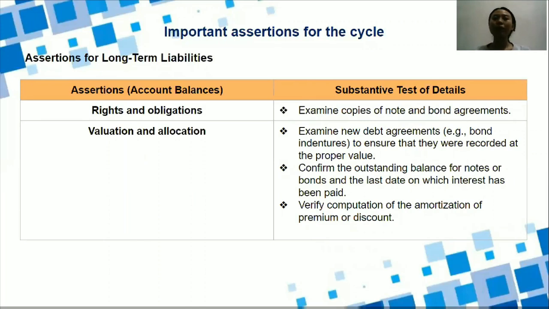And lastly is about the valuation and allocation. By confirming the outstanding balance for notes or bonds and the last date on which interest has been paid, and also verifying the computation of the amortization of premium or discount, the auditor can know whether the client values and allocates the amount of the long-term liability correctly.